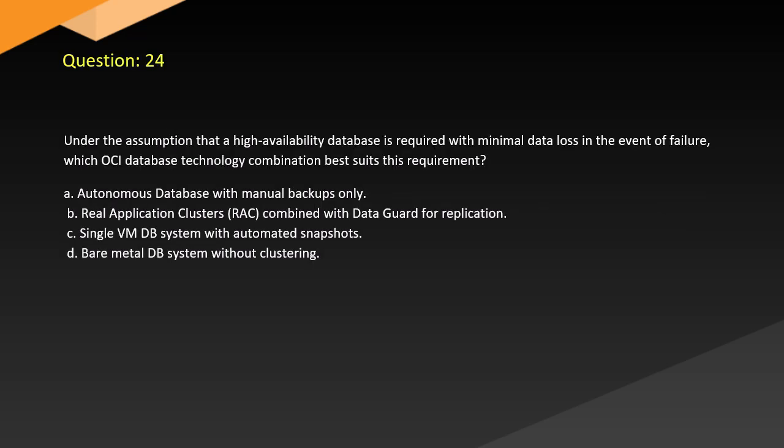Question 24. Under the assumption that a high availability database is required with minimal data loss in the event of failure, which OCI database technology combination best suits this requirement? A. Autonomous database with manual backups only. B. Real Application Clusters (RAC) combined with Data Guard for replication. C. Single instance DB system with automated snapshots. D. Bare metal DB system without clustering.